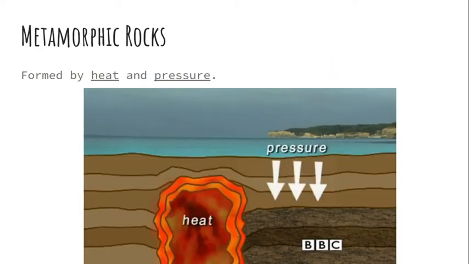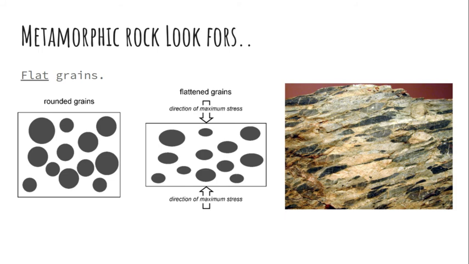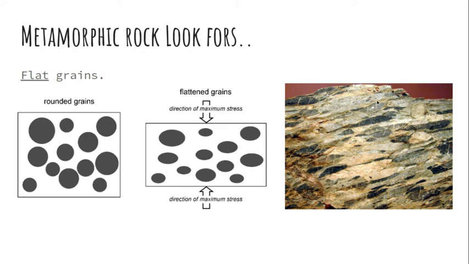Metamorphic rock. Metamorphic rock is formed by heat and pressure. Heat usually from some kind of magma chamber, and pressure just forming deep within the earth. Because we have heat and pressure that forms these metamorphic rocks, we're looking for flat grains. So it would basically be some kind of a rounded grain that looks smushed almost. So this is a great picture over here. These grains, they just kind of have an elongated appearance. They've been squeezed.